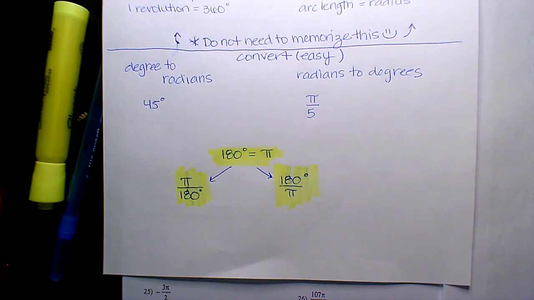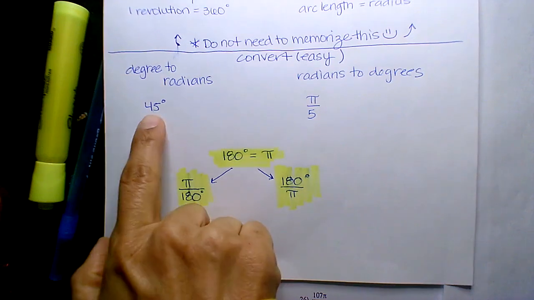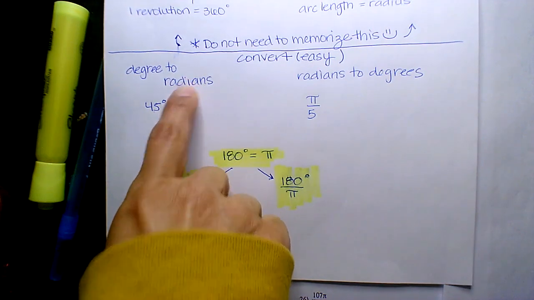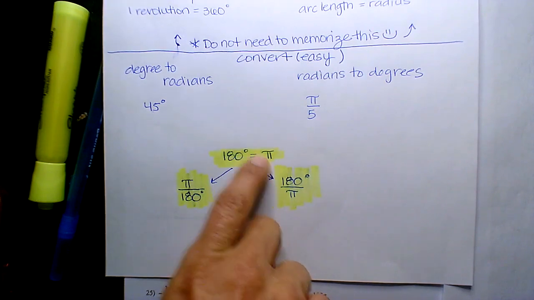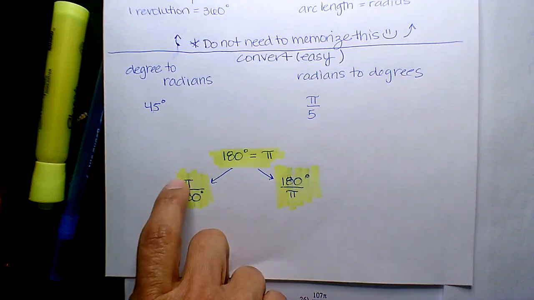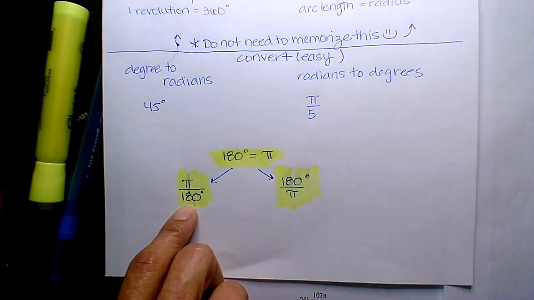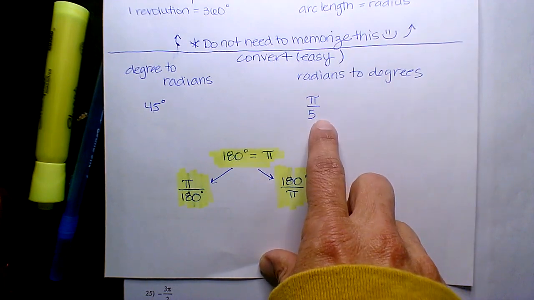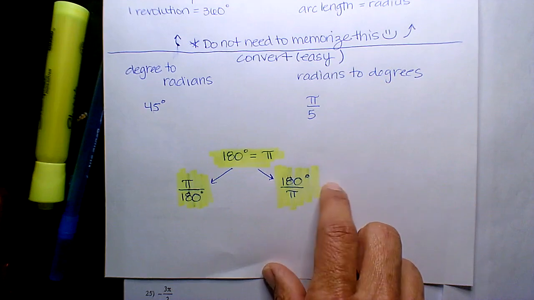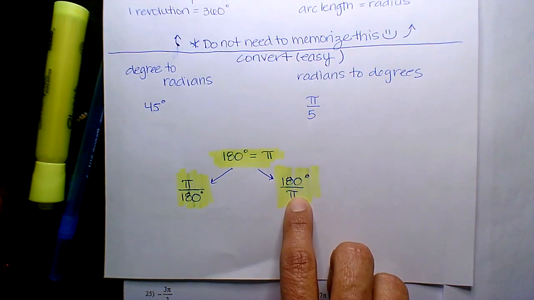Anyway, so then radians to degrees. Okay, look, if I want 45 degrees to become a radian, 180 degrees is equal to pi. So if you want to go from degrees to radians, your pi is on top, your 180 is on the bottom. If you're going from radians to degrees, it's 180 over pi.